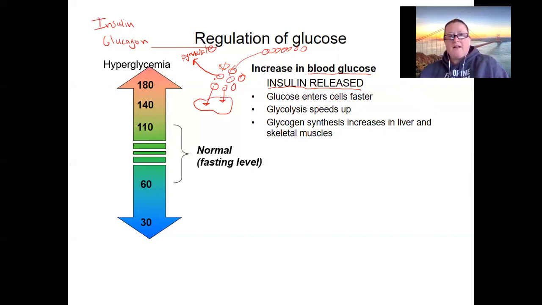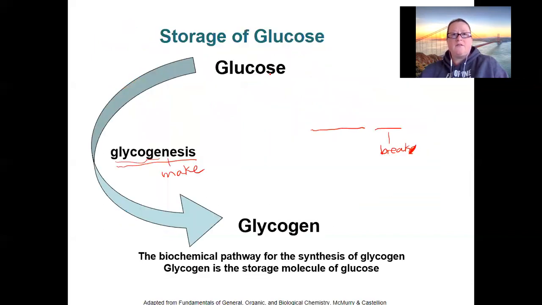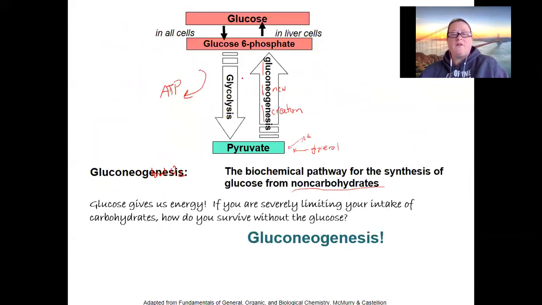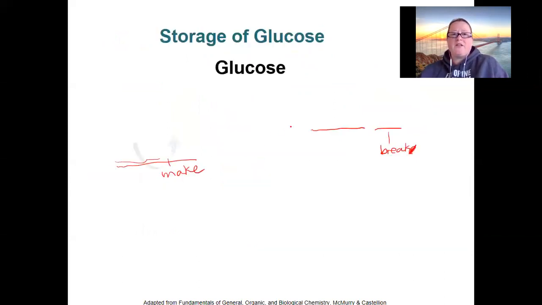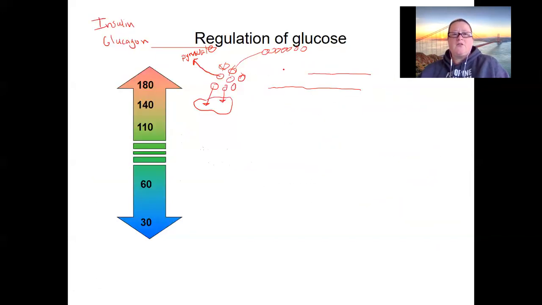Glycolysis speeds up, which is this process right here. So we get the glycolysis going into pyruvate, which can turn into the citric acid cycle. So the energy gets used.